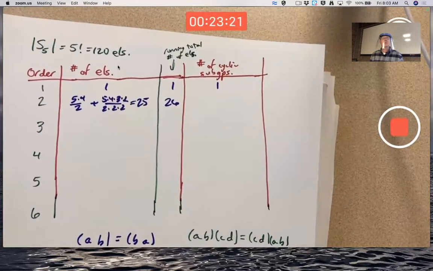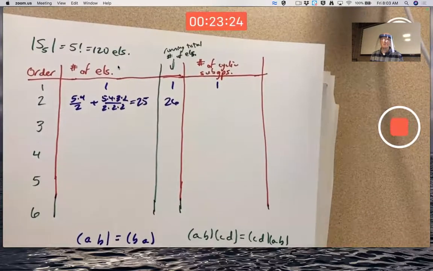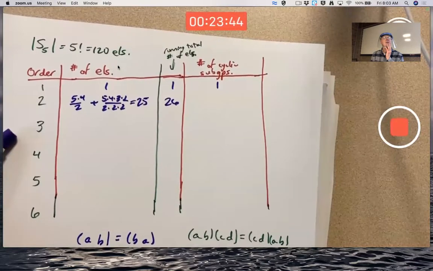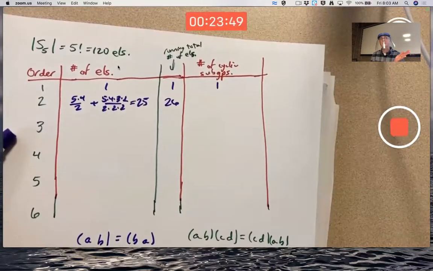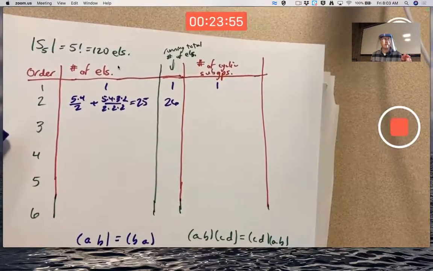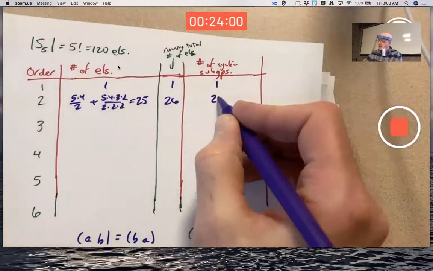How many cyclic subgroups of order 2 are there then? And yeah, okay. That's relatively easy. It gets a little trickier with order 3. Each element of order 2 generates a cyclic subgroup of order 2 that's distinct from all the other cyclic subgroups of order 2. Because the 2 elements would be the identity and that given element of order 2 in each one. So they're all distinct. So you'd have 25 cyclic subgroups of order 2.